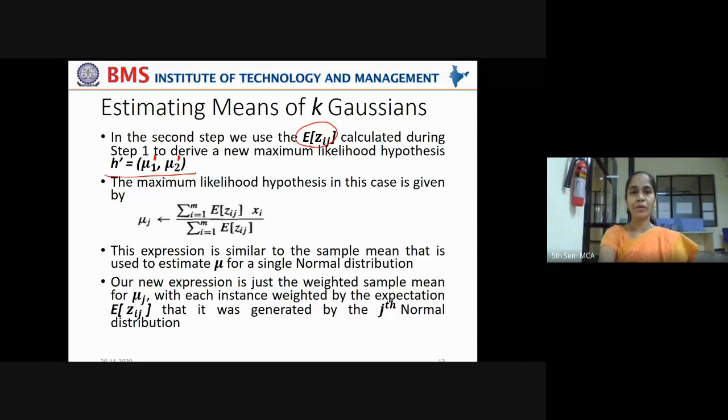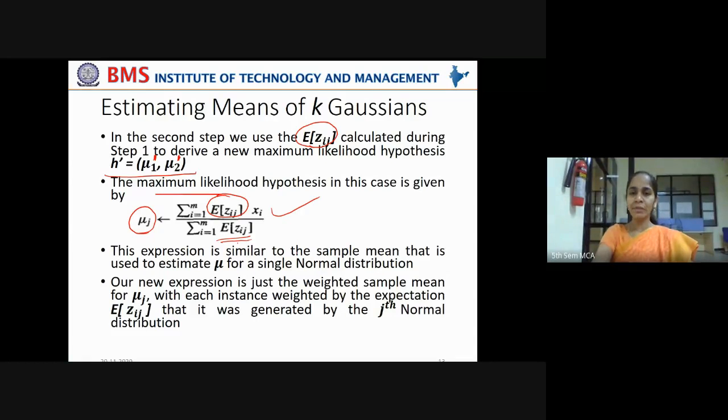Okay, I forgot to add this complement here. This is the new hypothesis that is calculated, h dash equal to mu1 dash comma mu2 dash. Now the maximum likelihood hypothesis in this case is given by... how do you calculate it? It is nothing but the weighted average. So what is the expected value multiplied by the sample point divided by the sum of all the expected values? That is taken as your new mu that is calculated.